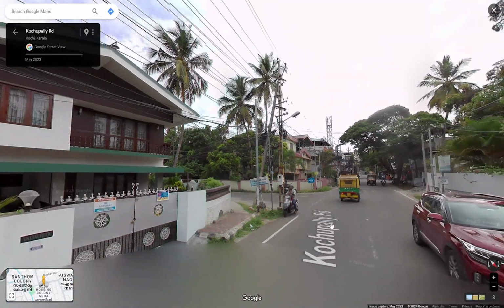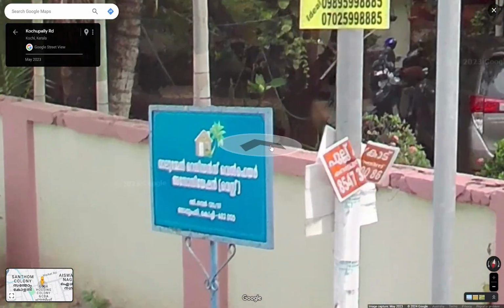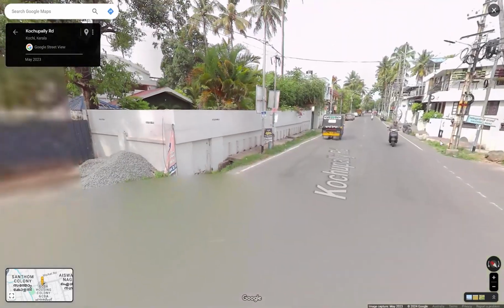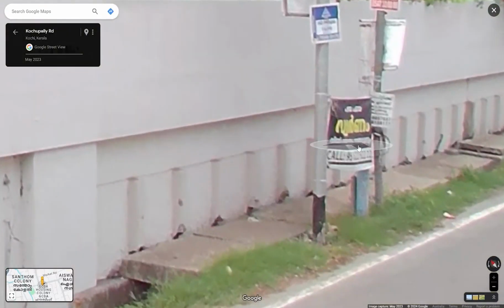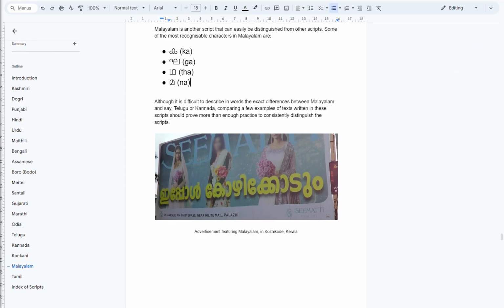That road sign there. If we click along, that sign is written in Malayalam, but it's a bit difficult to see. That advertisement is, and so on and so forth.